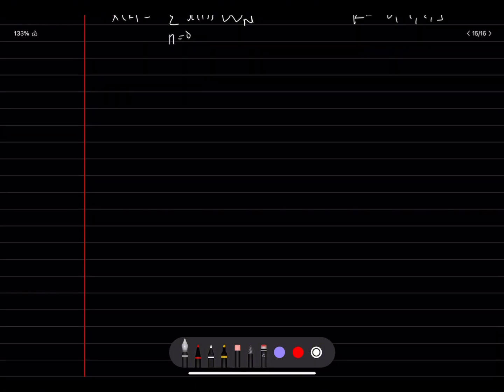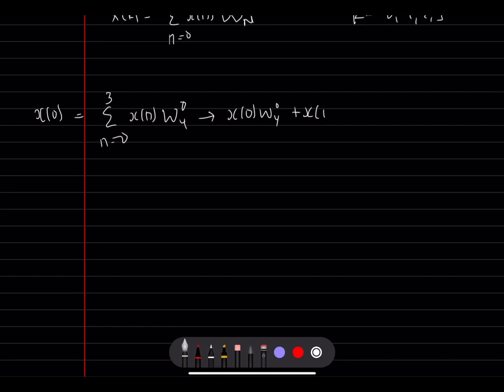So going forward, we can say that for X of 0, it means that k is equal to 0. If k is 0, we are going to get the summation of n equal to 0 to 3, x of n, W4 to the power 0. This means that for the 4 elements, all of them are going to have W4 to the power 0: plus x of 1 W4 to the power 1 plus x of 2 W4 to the power 2 plus x of 3 W4 to the power 3.